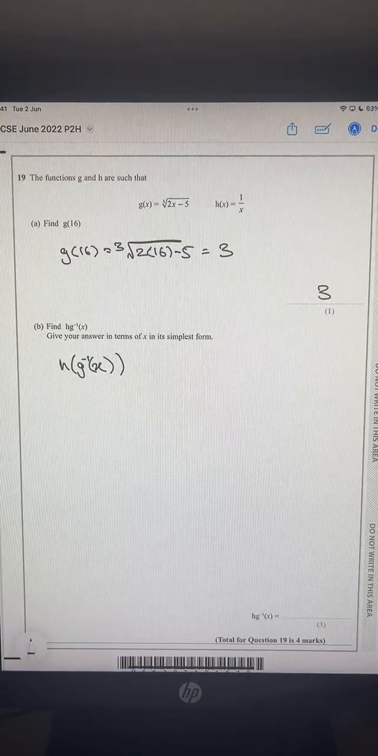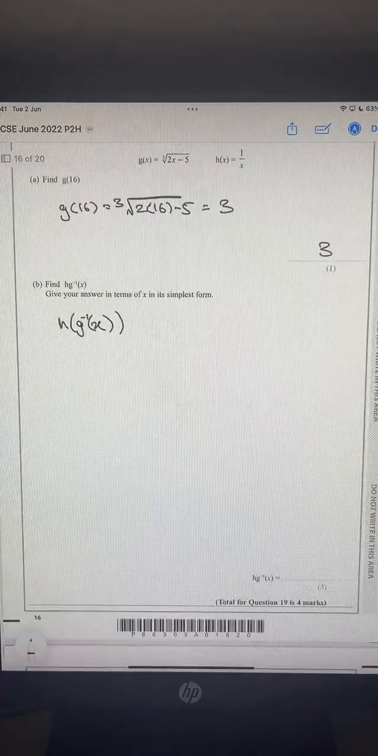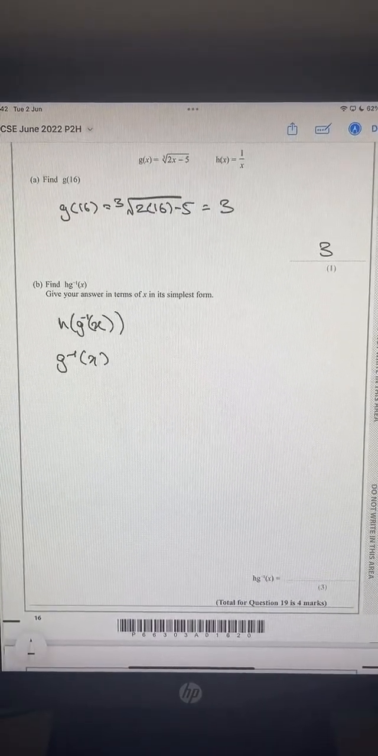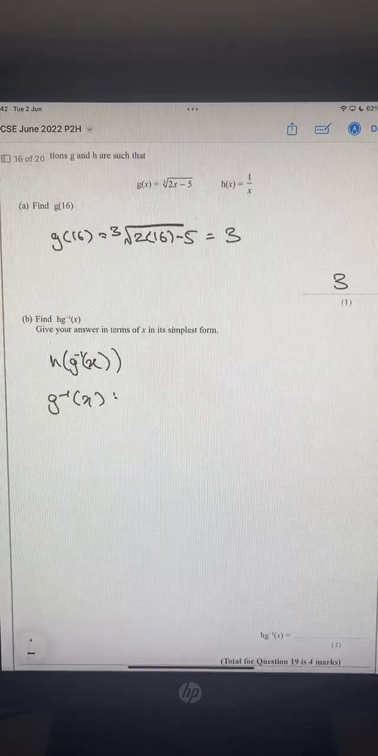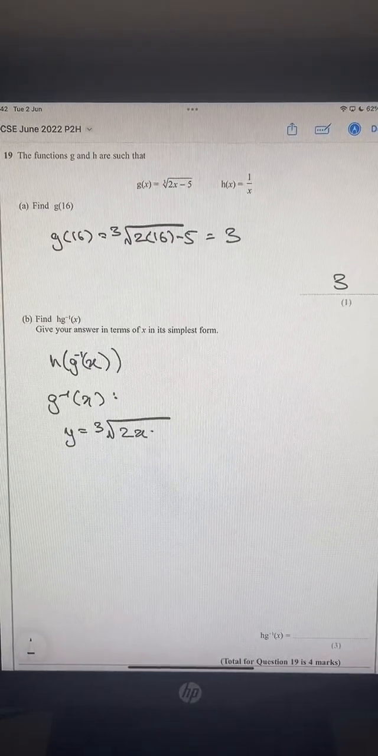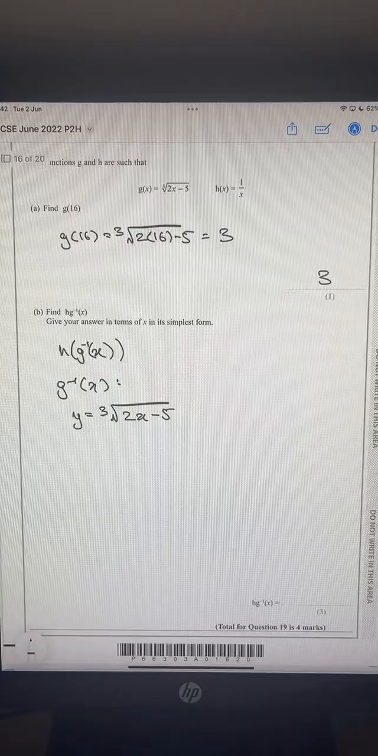Okay, down my pencil. So for this one, you're going to work inside out. So inverse g of x, so g minus 1 of x, we need to find out what that is first. So what you do is set y equal to cube root of 2x minus 5. And we are going to rearrange this for x to find out what it is in terms of y, and then that's going to be our inverse function.